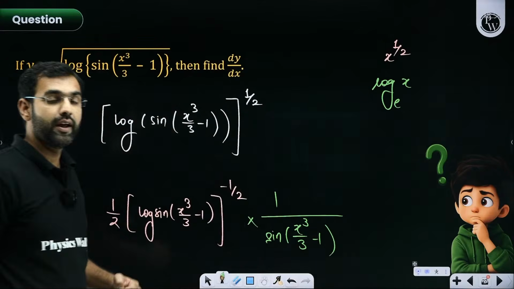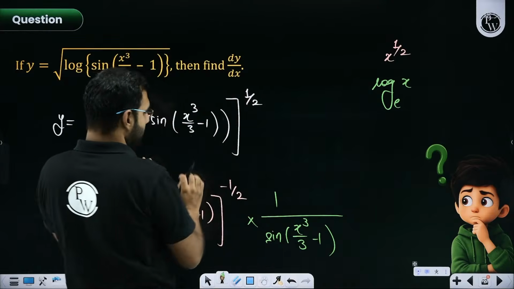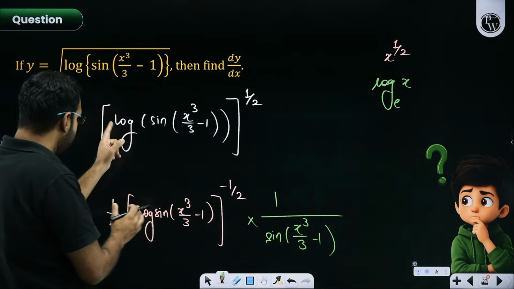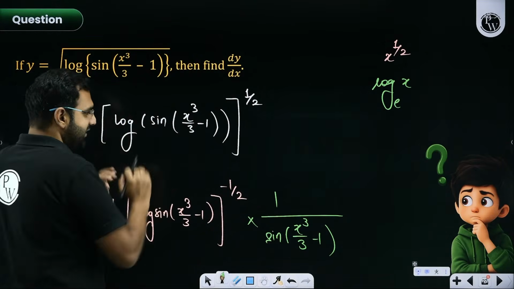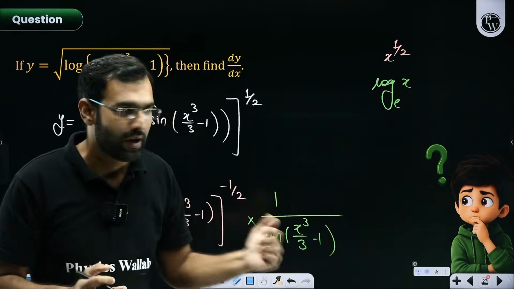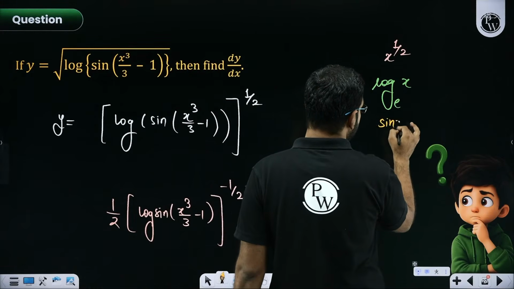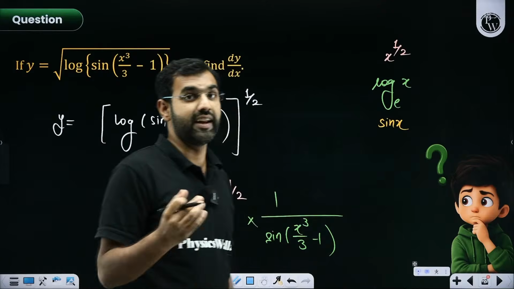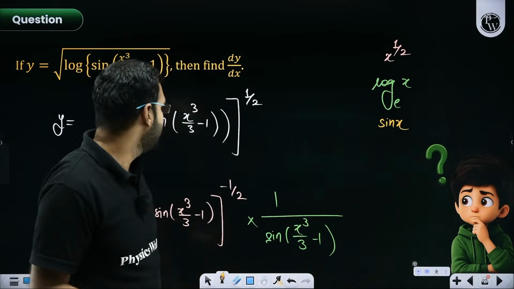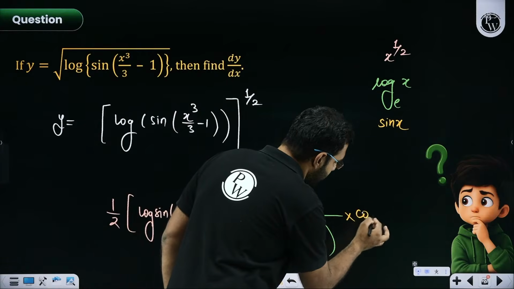Okay, sir, one more layer we have penetrated. The outermost function was x to the power 1 by 2, then the inner function was ln of x, but it is not simply x, it is sine of something. So now my next level will be the derivative of the sine function. The derivative of sine, you know, is cos x. So here it will get multiplied with cos x.